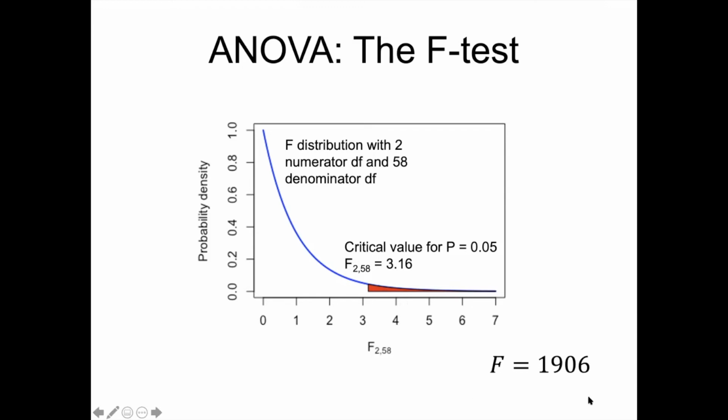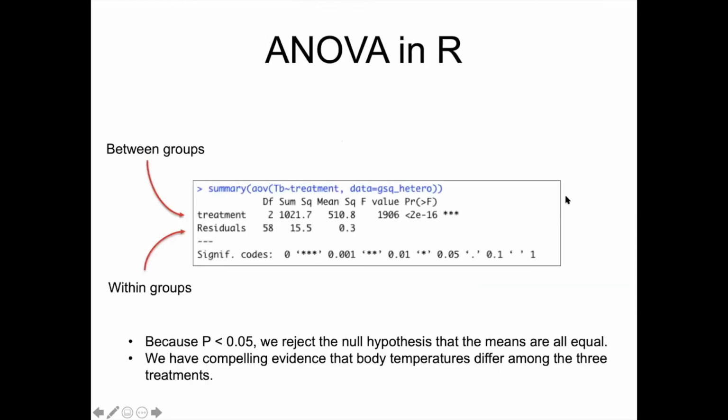Here we calculated an f statistic of 1906, which is huge compared to these expectations when the null hypothesis is true. And so in this case, we would reject the null hypothesis and instead suggest that the more parsimonious explanation is that the alternate hypothesis is true and that there are in fact differences among these population means.